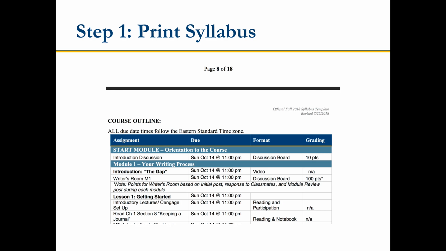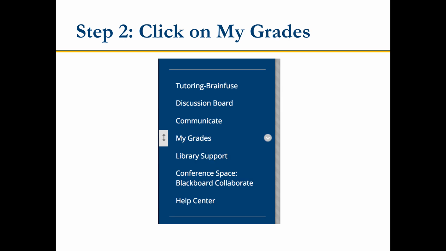The first thing you need to do, if you haven't already done it, is print out your course syllabus. Here I have it. Basically what you want are the last pages of the syllabus where the course outline is. Follow this outline and check things off as you go so that you know how far you've gone in the course, what you still have to do, and when things are due.